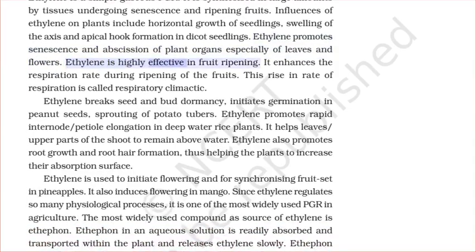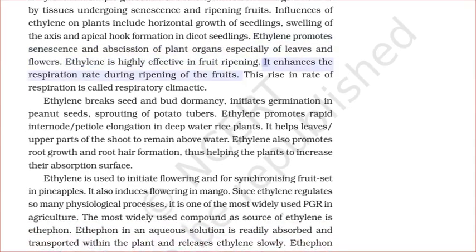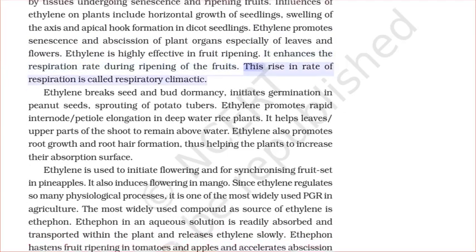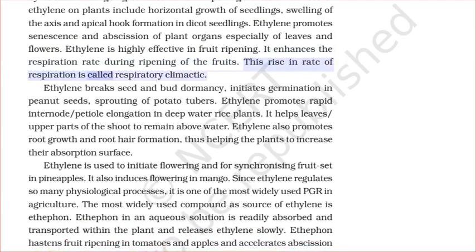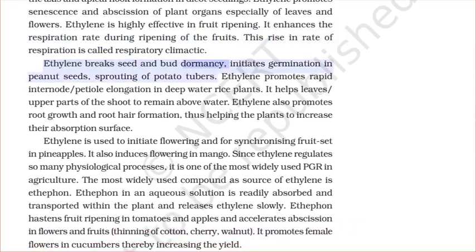Ethylene is highly effective in fruit ripening. It enhances the respiration rate during ripening of the fruits. This rise in rate of respiration is called respiratory climacteric. Ethylene breaks seed and bud dormancy, initiates germination in peanut seeds, and sprouting of potato tubers.